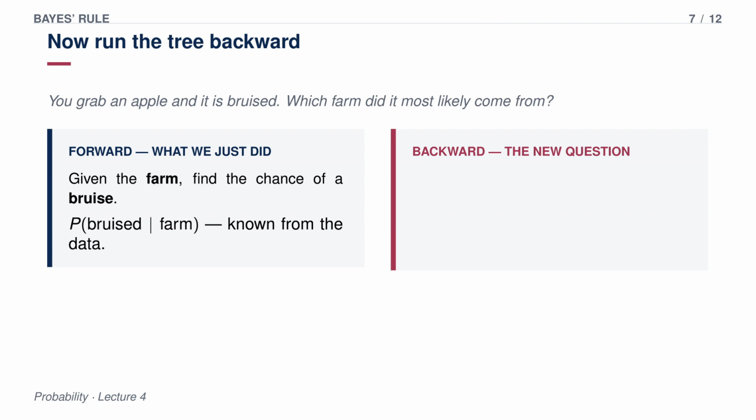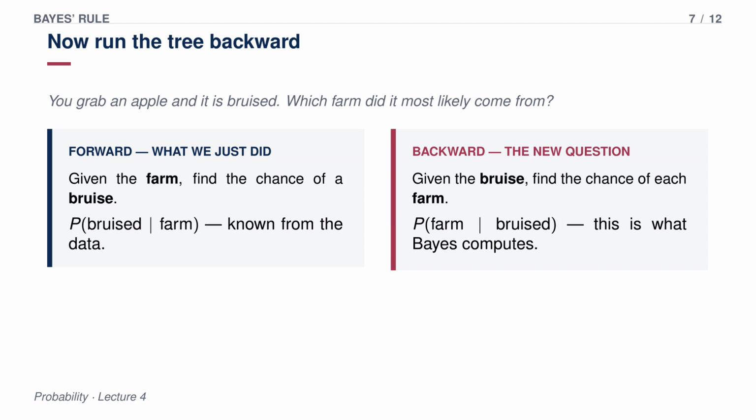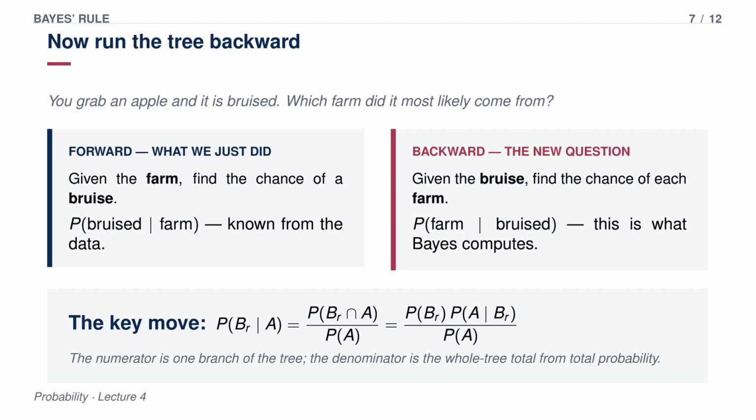Going forward, we knew the probability of a bruise given the farm. That's straight from the data. But now we want the reverse, the probability of the farm given the bruise. The conditional just turned around. And the key move is short.